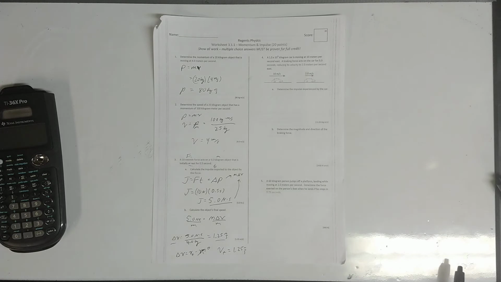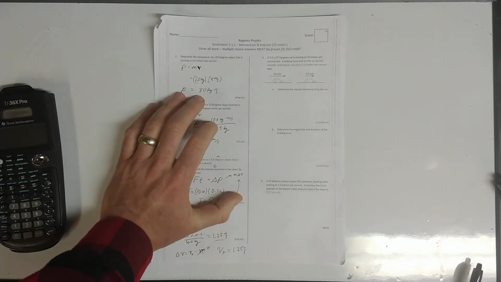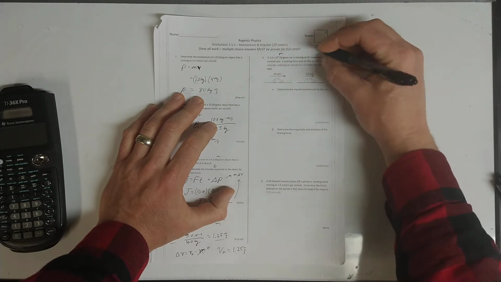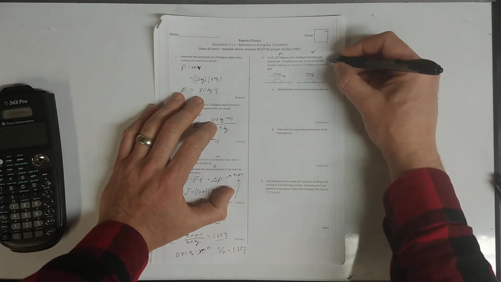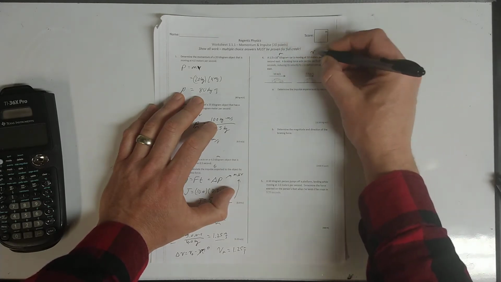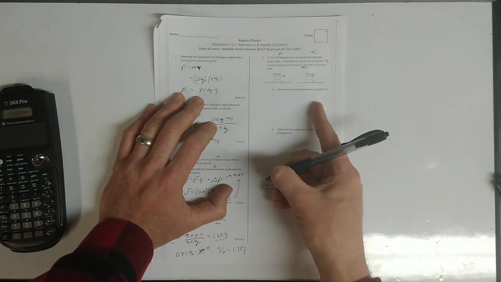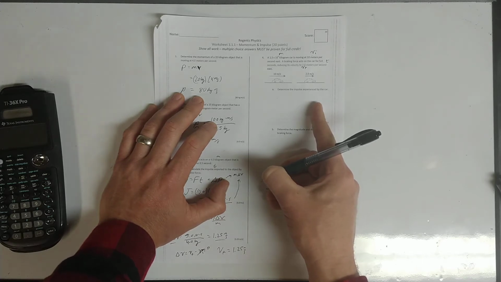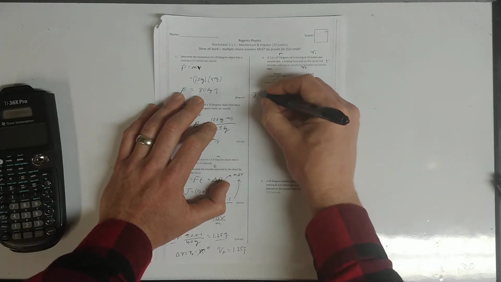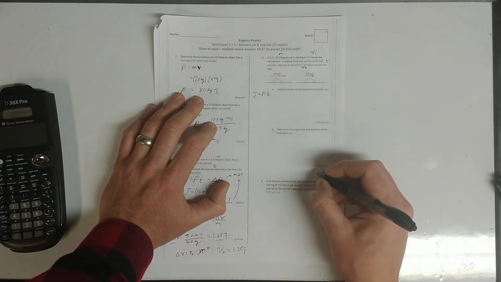All right. Here we go. Number 4, a 1.5 times 10 to the third kilogram car is moving at 10 meters per second east. A braking force acts on the car for 5 seconds, reducing its velocity to 2 meters per second east. All right, determine the impulse experienced by the car. We've got mass, we've got v initial, v final, and t.